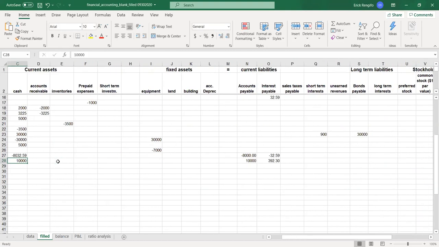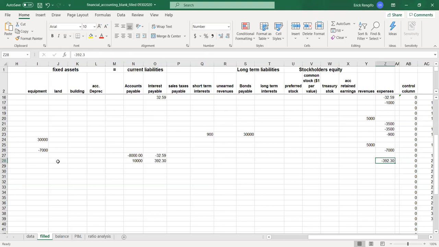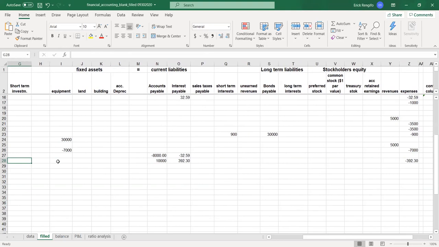Questions about this transaction. So I receive cash from a bank. I need to record this as a liability, accounts payable. And the bank is going to charge me 392 short term. So everything goes here. And I increase my expenses, which are negative by 392. Questions? No? Okay, good.